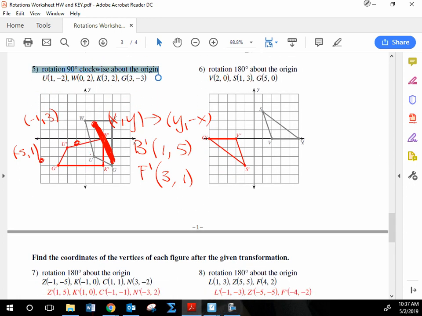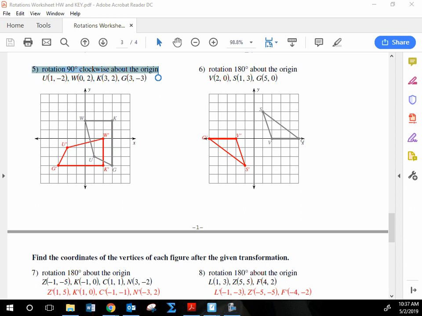All right, go ahead and check 5 and 6. Now for 7, 8, 9, and 10, you just wrote out the coordinates. You don't have to actually draw it. If you're a visual person, you can draw it, but it's easier if you just remember your rules.